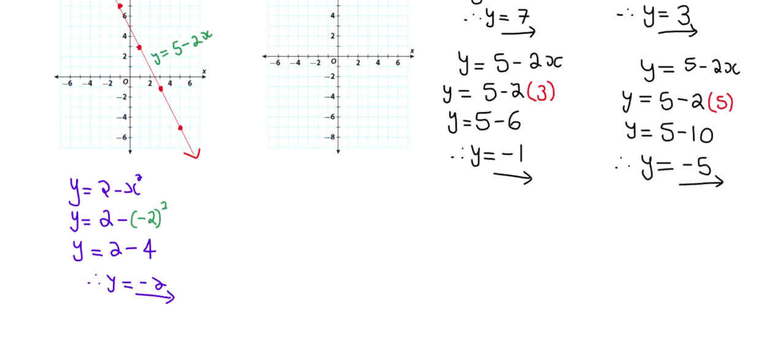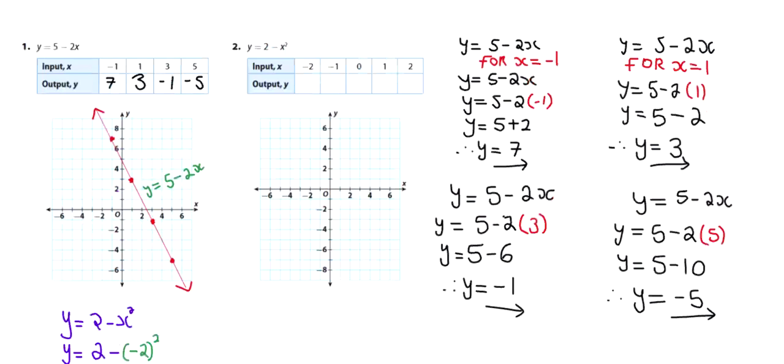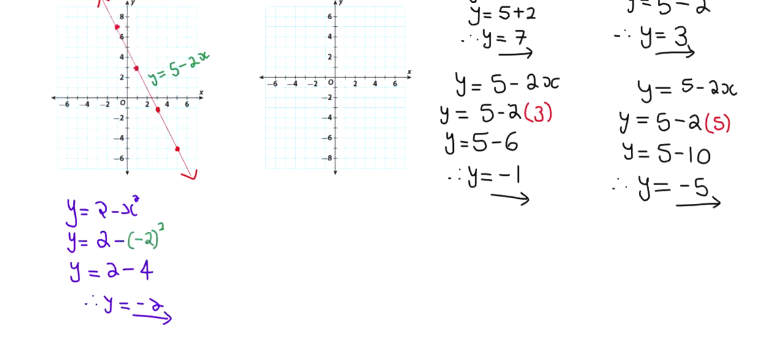And then now we'll be having x equals negative 1. After having x equals negative 1, you rewrite the equation again: y equals 2 minus x squared. Then after this, grade 8, you say y equals 2 minus x.